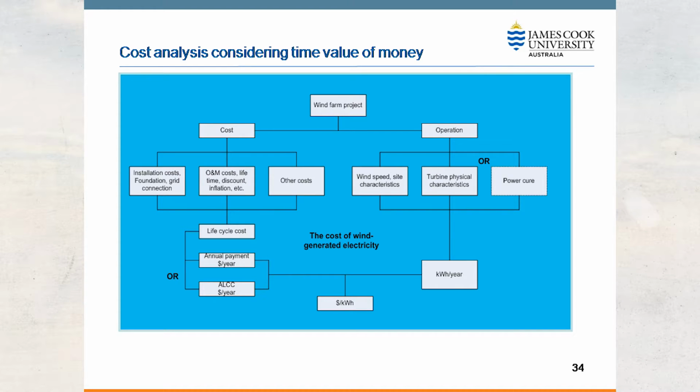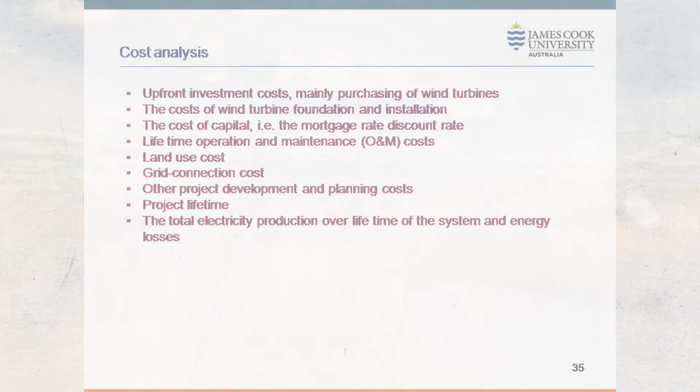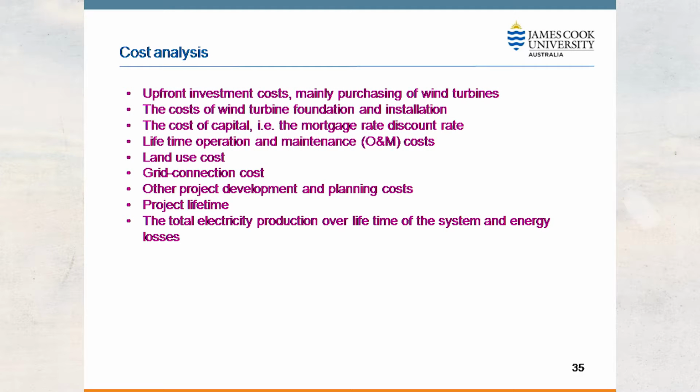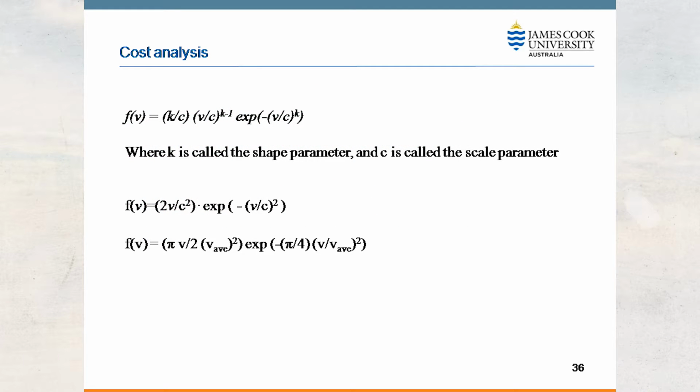So in order to analyze the economy of a wind farm, we have to calculate kilowatt hours in one year, and we have to calculate the annualized cost, considering the time value of money, and then we calculate the dollar per kilowatt hour. As I said, this list shows you the different costs of a wind farm that we have to consider when we would like to do cost analysis.